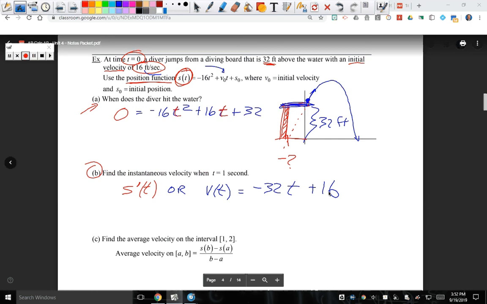I don't set it equal to 0. Don't get into a routine of just, okay, you do this next, because it's all different. You got to treat it conceptually like a physics-based problem. So we're going to plug in 1. That means you're looking for s prime of 1, aka v of 1. So that would be negative 32 times 1 plus 16. What does that equal, guys? Negative 16. So at 1 second, this person is traveling downward toward the surface of the Earth at negative 16 feet per second.